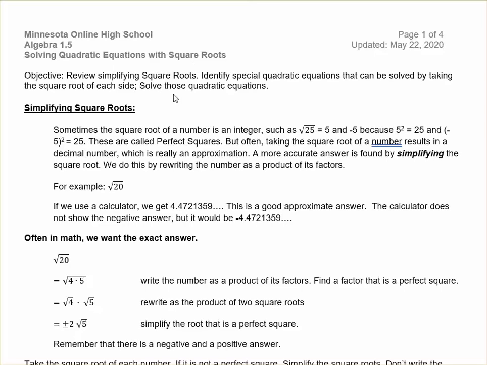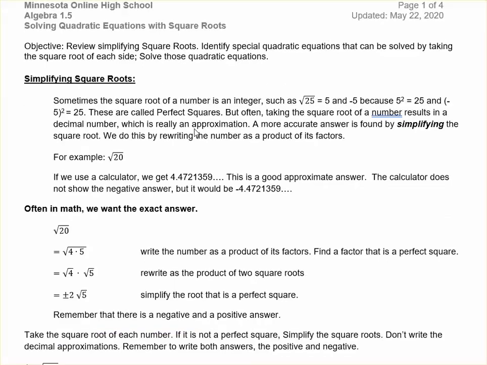In this video, we are going to solve quadratic equations with square roots. But first, we're going to review how to simplify square roots. We've done this before in this course, and you'll need to do it again in geometry and algebra 2 and so on. So we're going to look at how to do that, and then we're going to identify when you can solve quadratic equations by taking square roots. It only works on some of these quadratic expressions, and then we'll solve those.